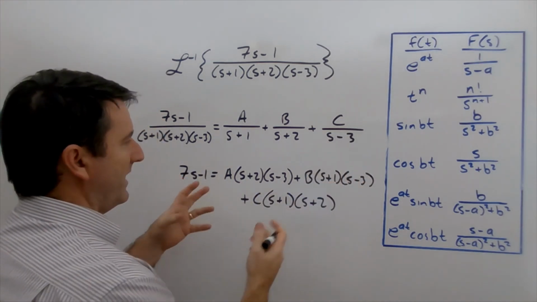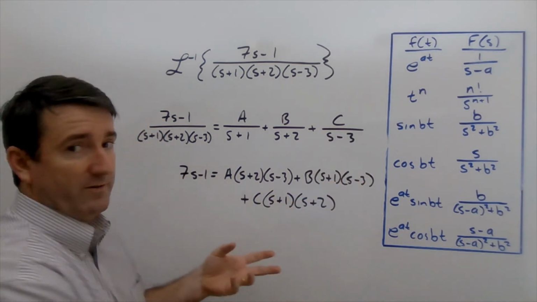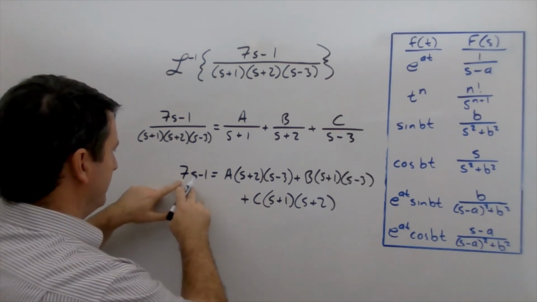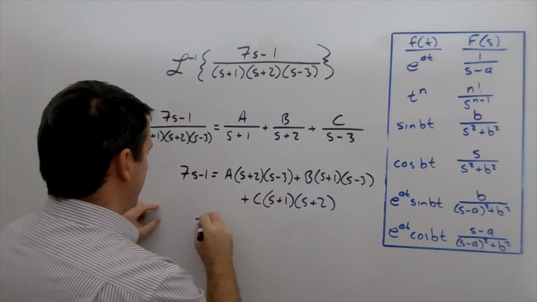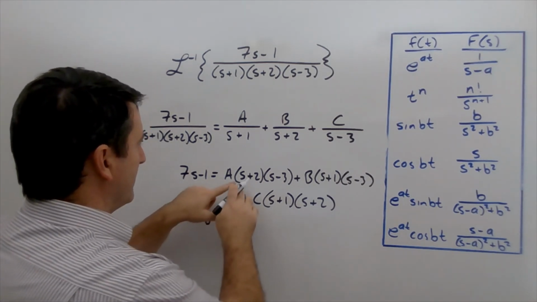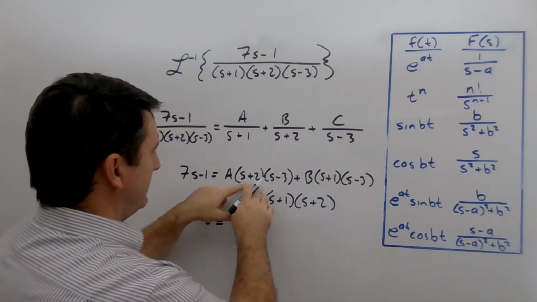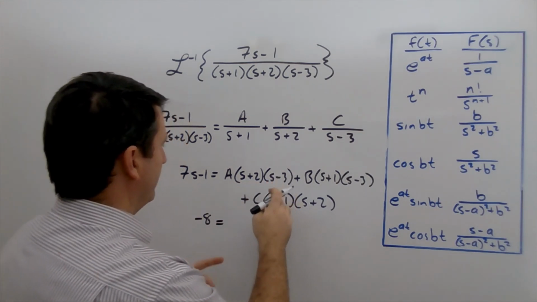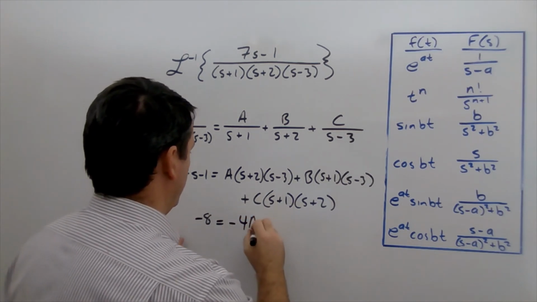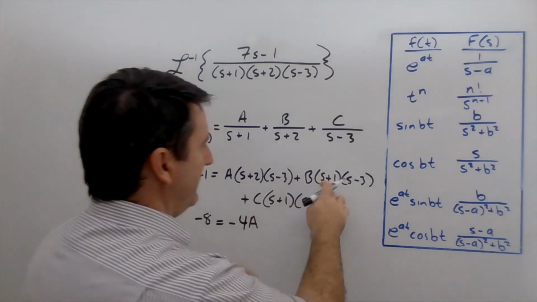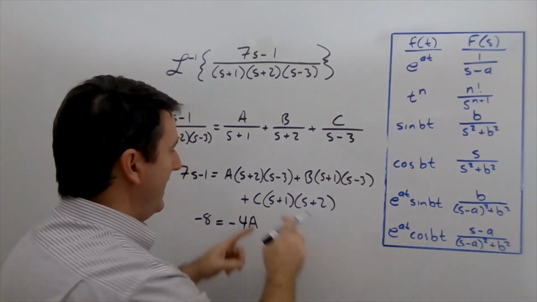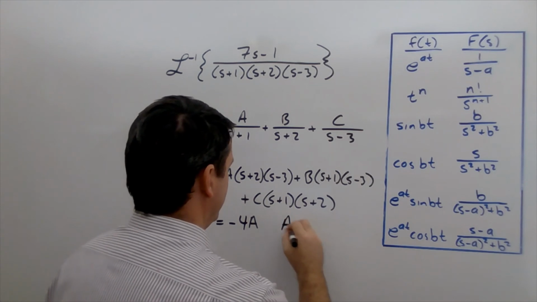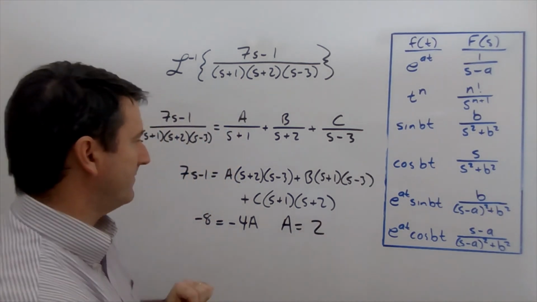So let's start by plugging in negative 1 for s. And notice what happens here. So 7 times negative 1 is negative 7, minus 1 is negative 8. Negative 1 plus 2 is 1, times negative 1 minus 3 is negative 4, so we get negative 4a. And then negative 1 here, this is going to make this whole thing 0, and it's going to make this whole thing 0. So we're done, and we can see that a is going to be equal to 2.